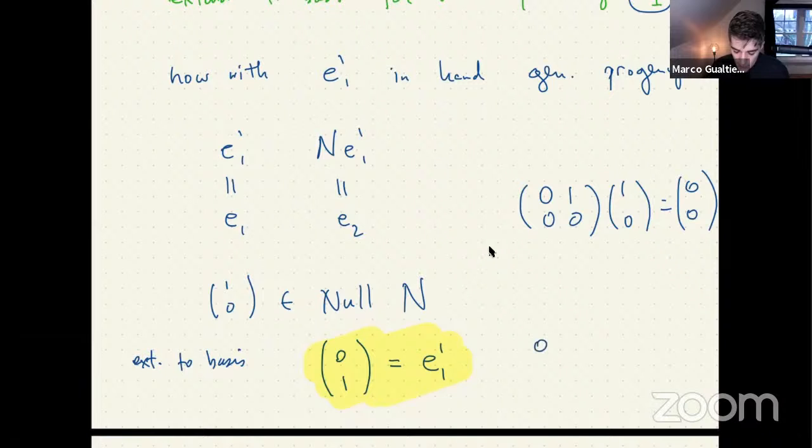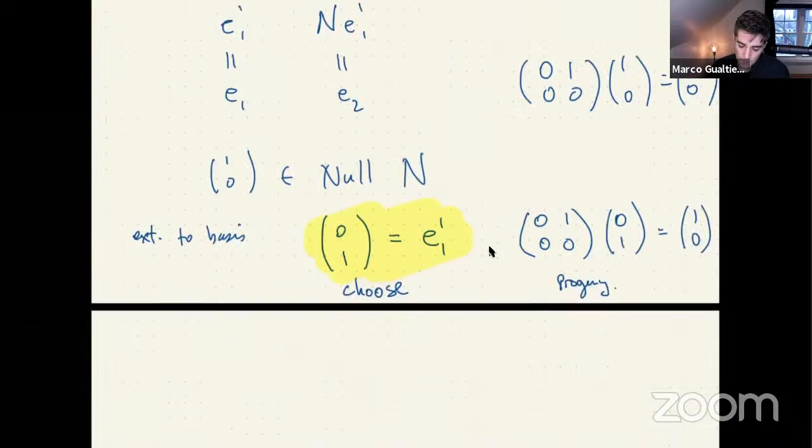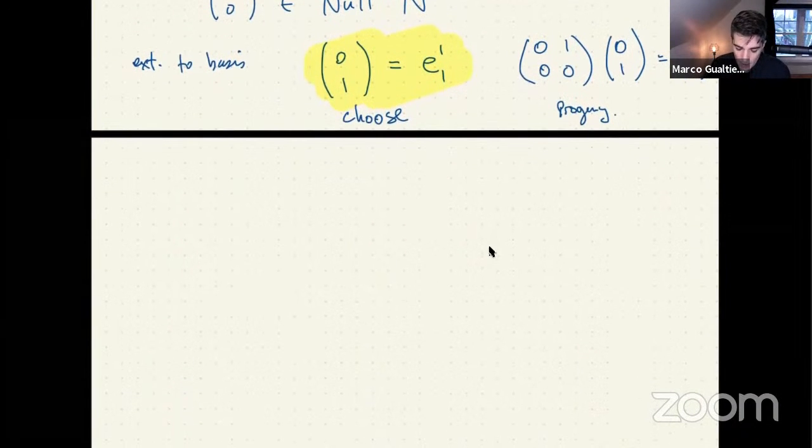Okay, so far I got one basis element, and I need to now produce the progeny. So I take the operator 0, 1, 0, 0, and I apply it to this choice I chose. And then the progeny is this one, which is exactly 1, 0. Okay, so now I've got it. E1,2 is this one.